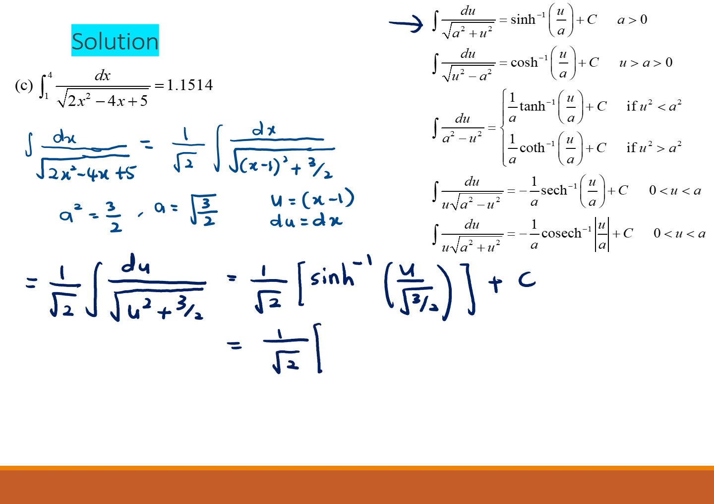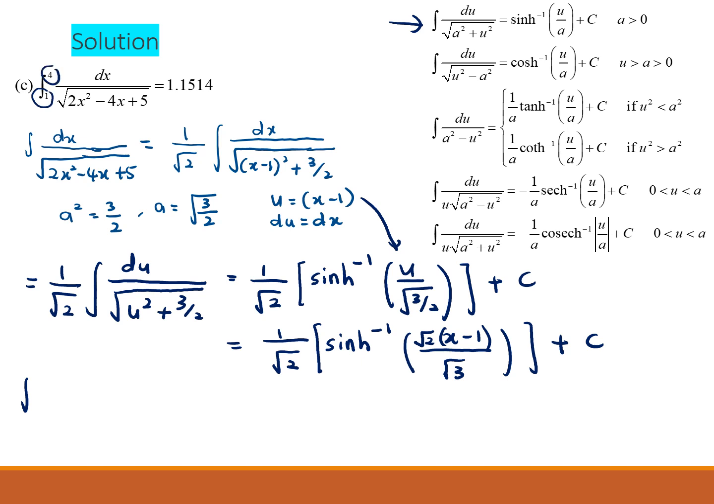Then we substitute u with x minus 1. So this becomes inverse sine hyperbolic of u, which is x minus 1 divided by square root of 3, plus c. Now we have solved the indefinite integral. So our next step is to substitute x with 1 and 4.